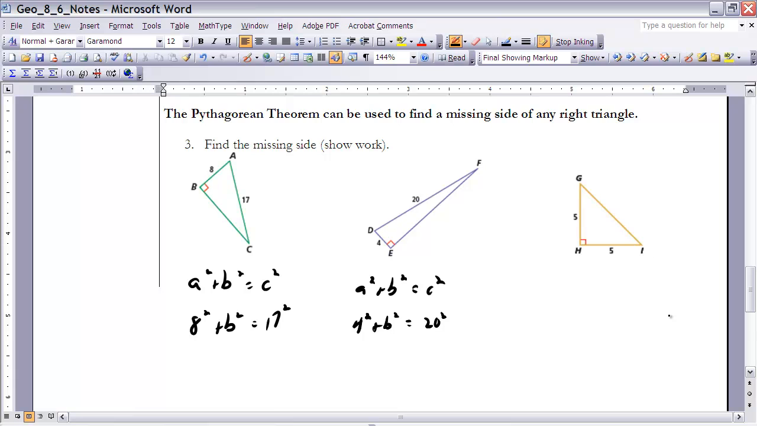And in this last one, I'm also going to use that relationship, a squared plus b squared equals c squared, but this time I'm going to put in the 2 5's for a and b, because we don't know the hypotenuse. There's c. So I'm going to say 5 squared plus 5 squared is equal to c squared.